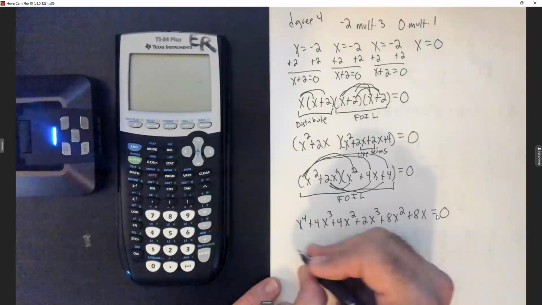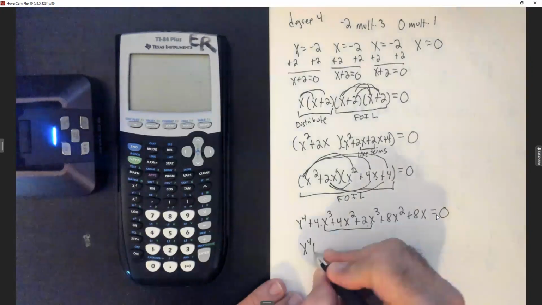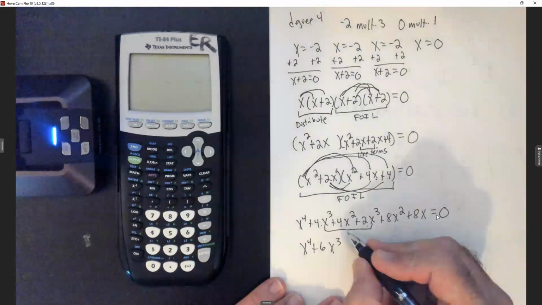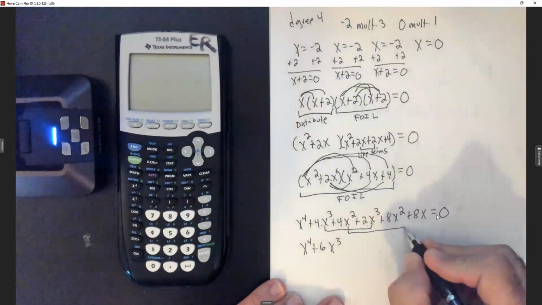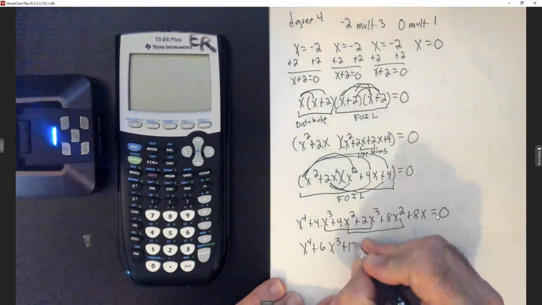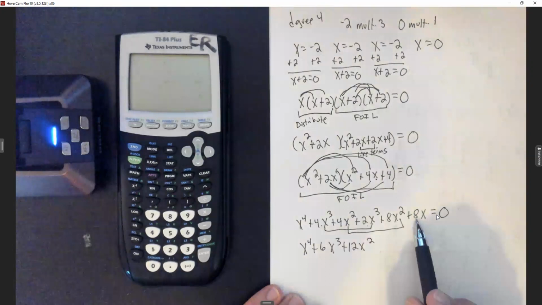Add your x to the thirds together. So you got 4 and 2, so you got 6x to the third. Add your x squareds together. 4x squared plus 8x squared gives you 12x squareds. And then at the end, it'll be a positive 8x, all equal to 0.